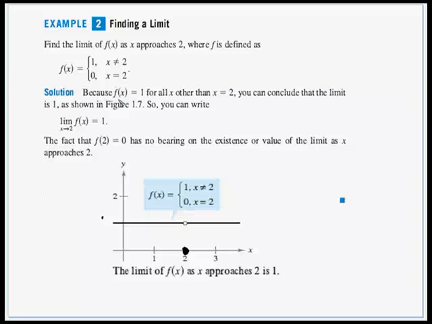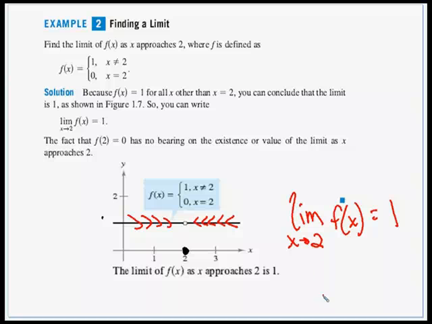So our solution is, because f of x equals 1 for all x's except x equals 2, you can conclude that the limit is 1. Again, usually the limit is where the hole in the graph is. If I plug in numbers above 2, I'm moving along the horizontal line toward the hole this way. If I plug in numbers less than 2, I'm sliding along the horizontal line toward the hole in the graph. So the limit as x approaches 2 of our function is equal to 1, even though f of 2 is equal to 0.